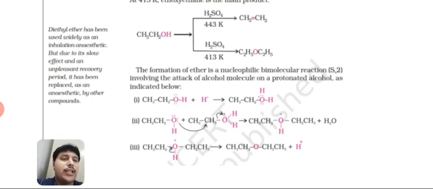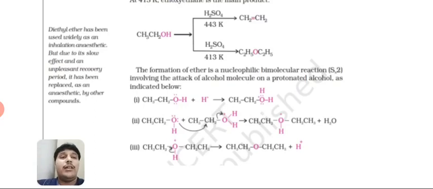So once again, H+ attaches with ethanol, protonated alcohol is formed. Then in the second step, protonated alcohol reacts with ethanol to form an intermediate product, and then in the last step, deprotonation takes place. In the second step, dehydration takes place, that is the water molecule is removed. First step, protonation takes place, and third step, deprotonation takes place.